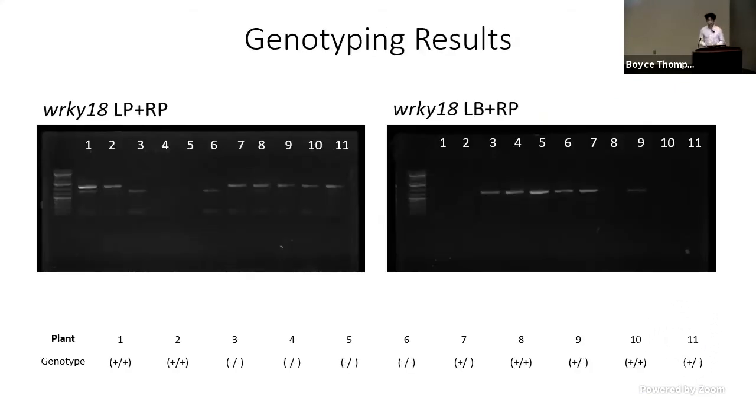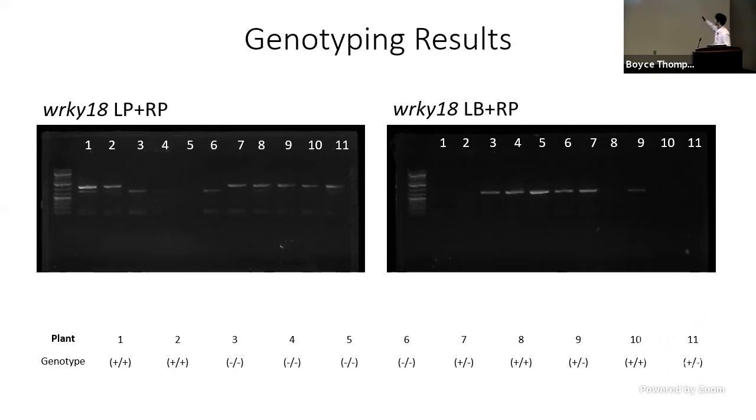Just to show you, this is a little bit of a hard concept to grasp, so we want to walk you through a real life example of this. This is a picture of one of my gels right here. On the right, there's the WRKY18 gene, and I used the left primer and the right primer, LP and RP. If you look at lane 1, for example, there is a band right there. There's a pretty strong band.